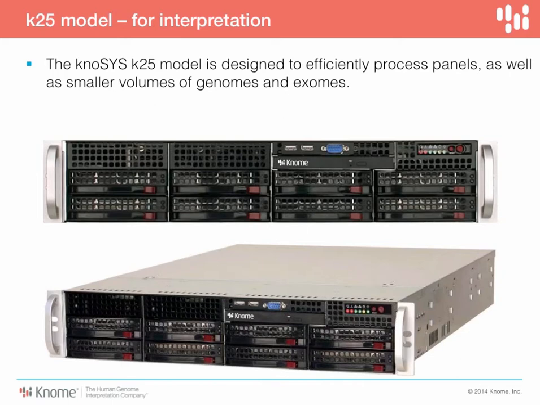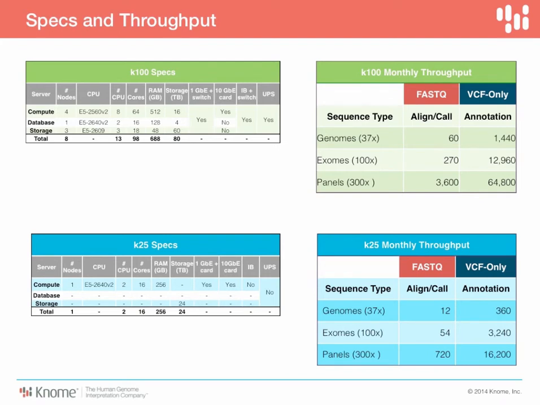And just to talk about some of the specs, hopefully these are visible. If you look on the left, the box labeled K100 specs, you can see this system actually has 8 different servers inside of it, 8 nodes. It has a total of 98 physical cores, almost 700 gigabytes of RAM, and about 80 terabytes of onboard storage. It also comes with, from a networking point of view, a 1 gig network, an InfiniBand switch and network, and a 10 gigabit Ethernet card.